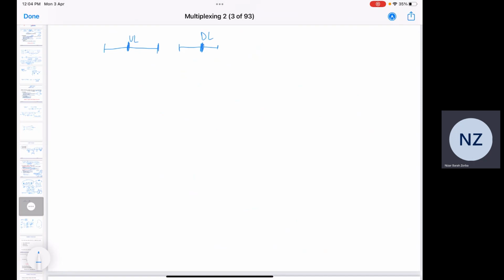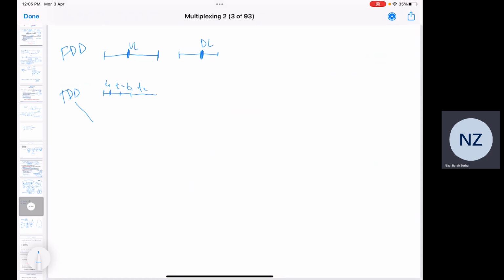Good. Now, whenever it is TDD, the same channel is used for uplink and downlink. It is only time 1, time 2, time 1, time 2. But it is the same channel. So if it is good and you fix it, you will fix it for both uplink and downlink. If it is bad and you fix it, you will fix it for both. So whenever we are in TDD, we have the same channel for uplink and downlink.